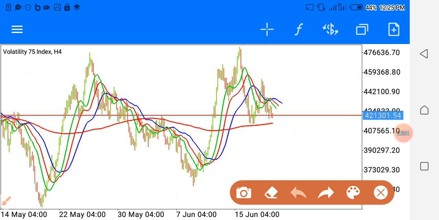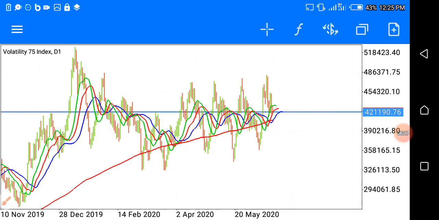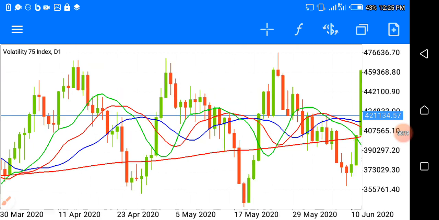So I urge you to wait a little bit for the crossover to happen and a retest, but it surely is going down, because on the higher time frame, it's showing that it's kind of going down.